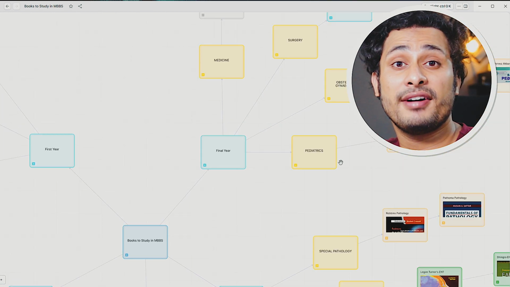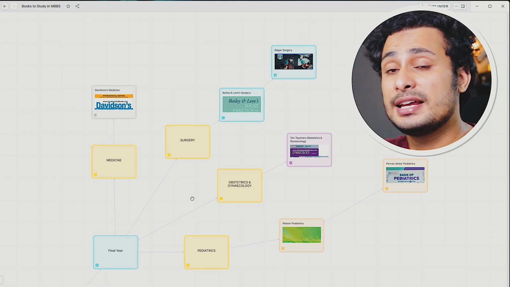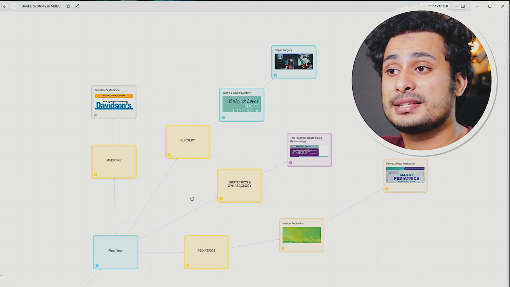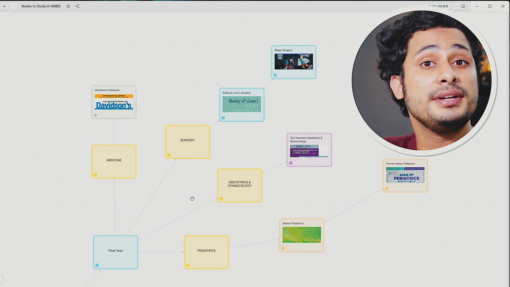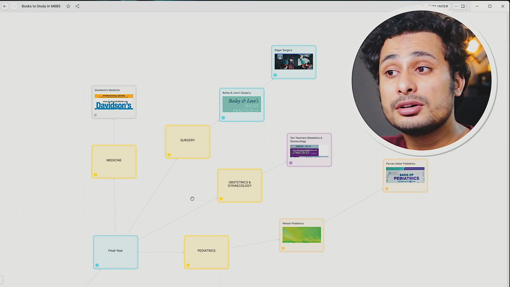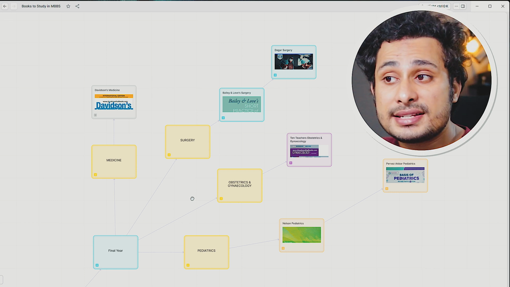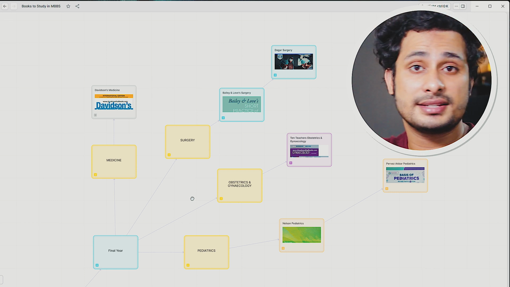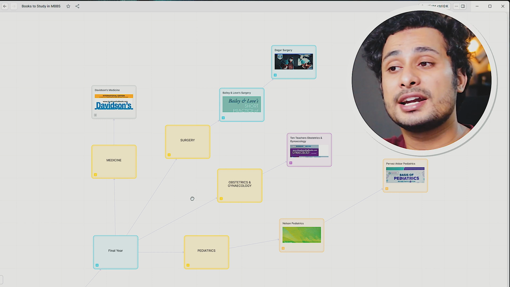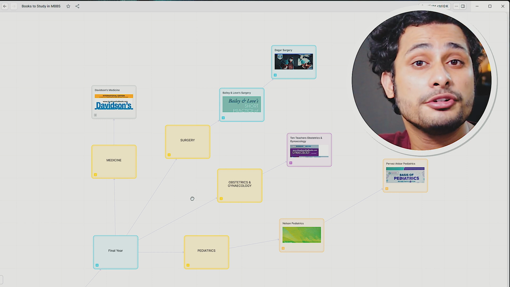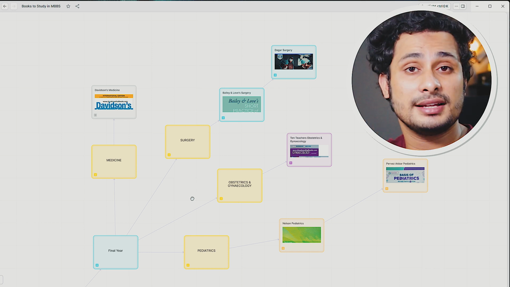And at the end we have final year MBBS, and the subjects that you'll study in your final year of MBBS are medicine, surgery, obstetrics and gynecology and pediatrics. For medicine, the gold standard or recommended book is Davidson's Medicine. All of the students who want to study medicine in detail from a gold standard book, Davidson is the go-to book. I studied Davidson myself for medicine.